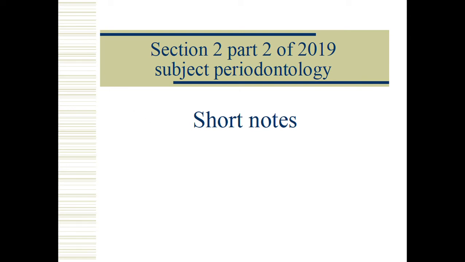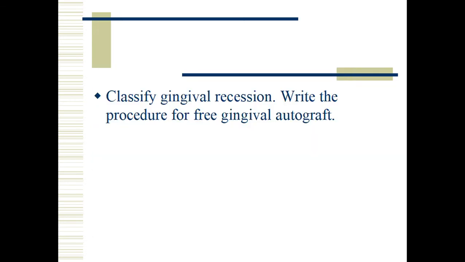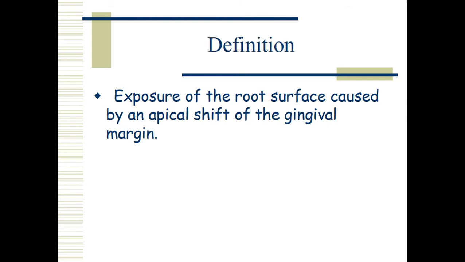Hello there. Today we will be discussing section 2 of 2019 subject periodontology. In this, the question paper is given here on the screen. We will be discussing today short notes. Classify gingival recession. Write the procedure for free gingival autograft.